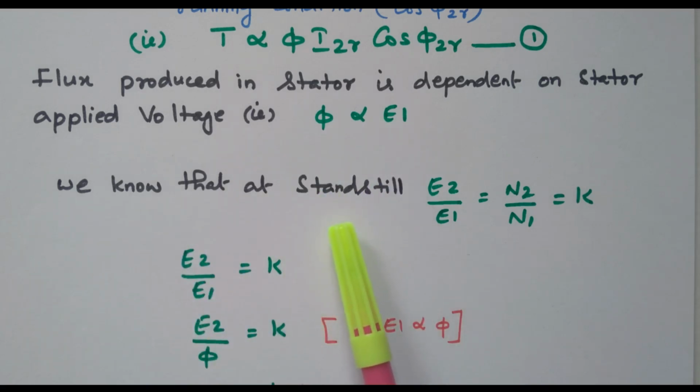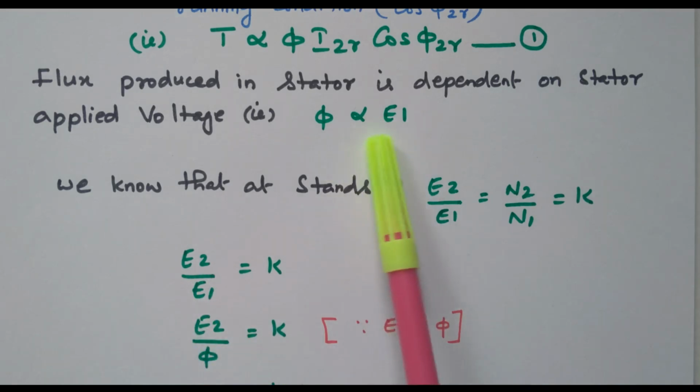At standstill, that is at the rest condition, we know that E2 by E1 equals N2 by N1, that is equal to K, the transformation ratio. It is very similar to the transformer. We are treating the stator and rotor as primary winding and secondary winding. So E2 by E1 equals N2 by N1 equals K. E2 is the EMF in the rotor. Since E1 is directly proportional to phi, E1 is replaced by phi.